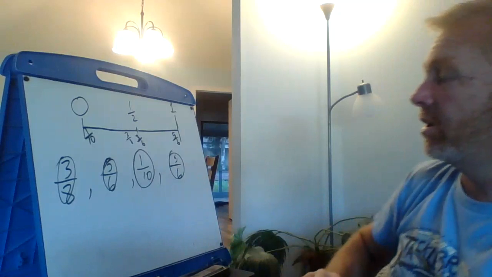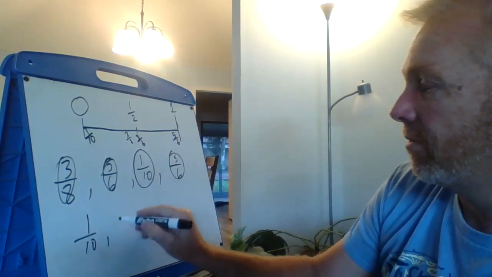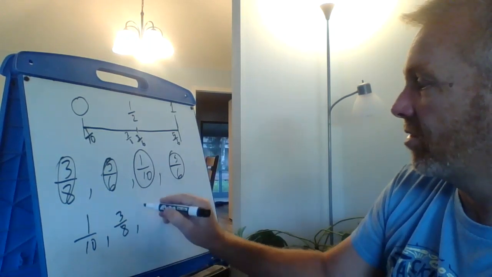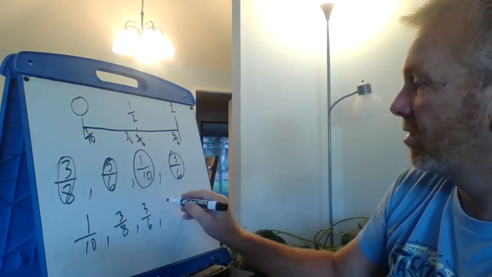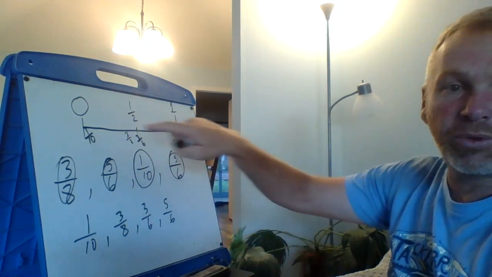5/6. Now look at this. If I were to put these in order, it would be 1/10, 3/8, 3/6, and then 5/6. By using this one simple number line, you can do that.